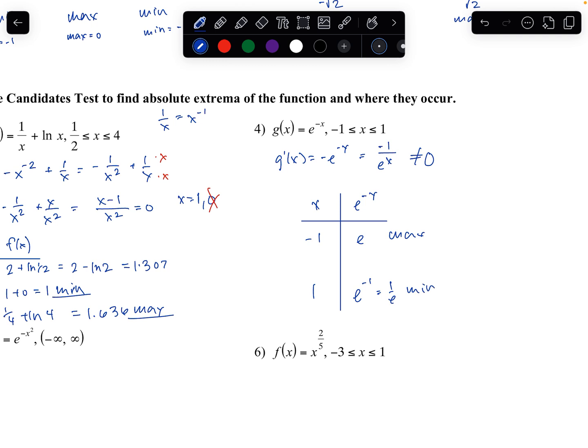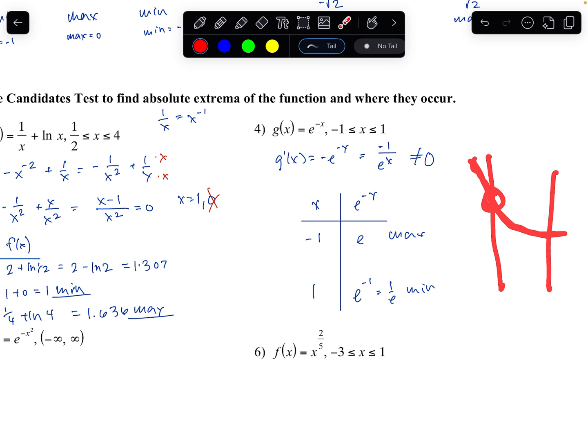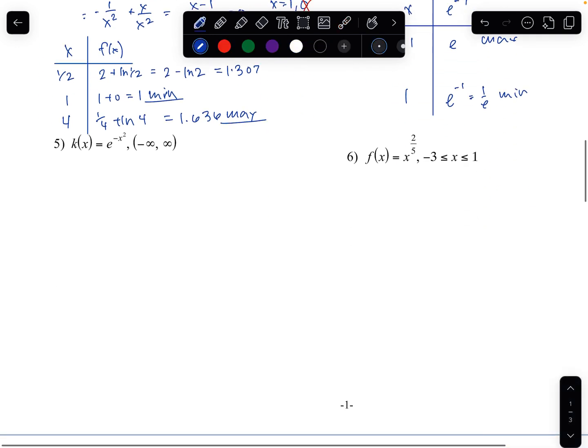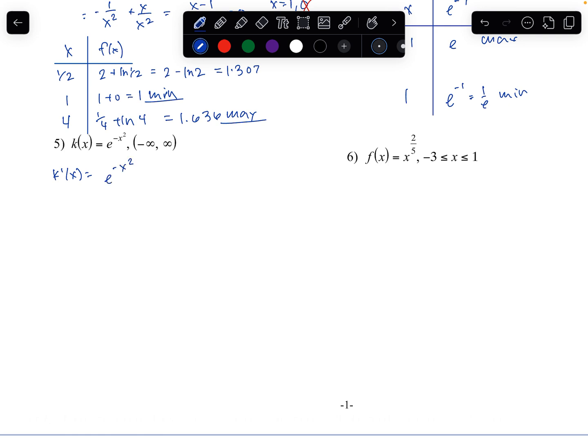And then if you guys think about the actual graph of e to the negative x, that's just e to the x reflected over the y-axis. And then we're graphed from negative 1 to 1. So you can obviously tell that at negative 1, we're going to be at the highest. And at positive 1, we'll be at the lowest minimum. Yeah, there you go. Okay, and then here, so k prime of x is going to be equal to e to the negative x squared times negative 2x.